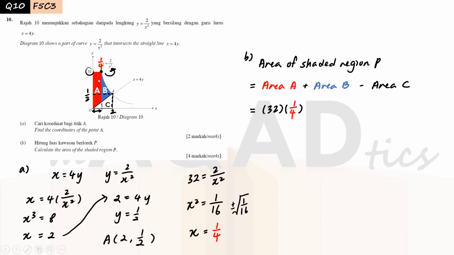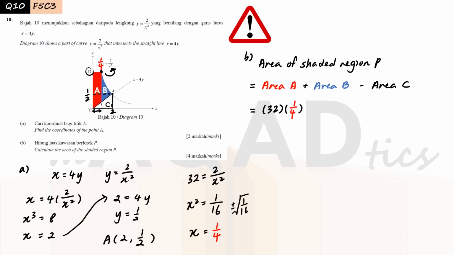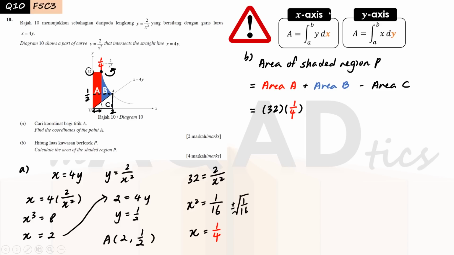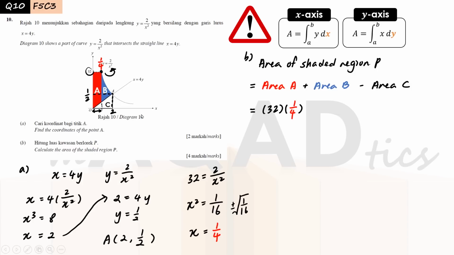And area B is the area under the curve. So for areas under the curve, we need to use integration. And using integration, there are two ways: either using the x-axis way or the y-axis way. To determine which one to use, let me go back a bit and look at area B. If you see here, this area is actually bounded by the x-axis, meaning it touches the x-axis. You can see that it doesn't touch the y-axis. So we are going to use the x-axis since it touches the x-axis.